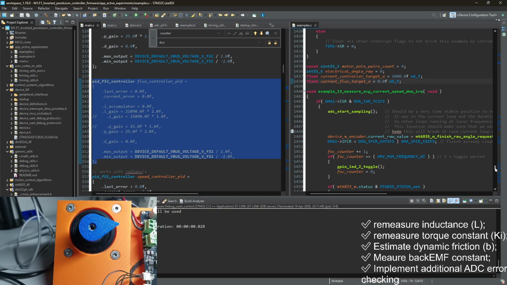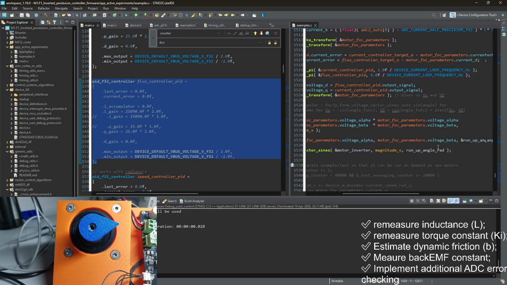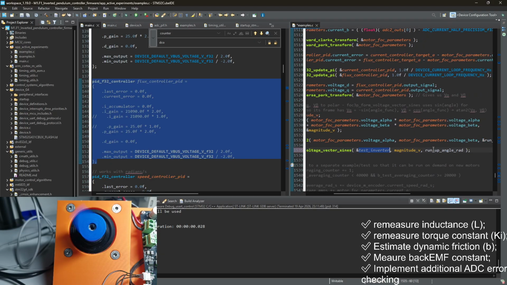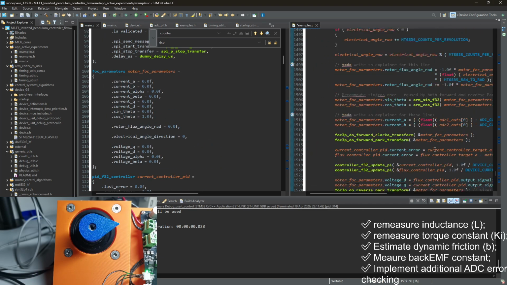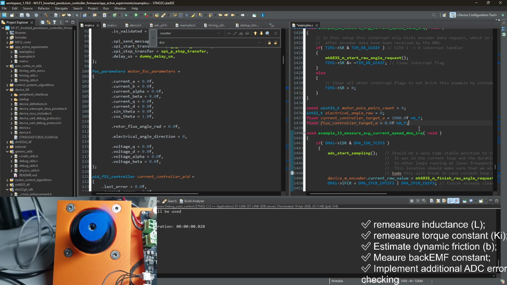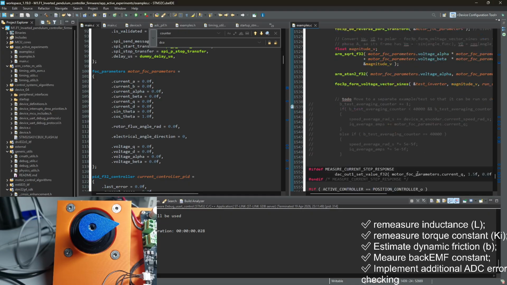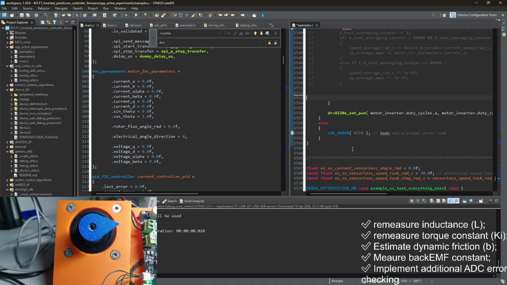Current flask target. No. Flux controller target. Flux, controller, target. Anything else? Test inverter. Okay. And run-up angle is what we need to add. Just a float variable. And it also needs to be renamed later, because what the hell is this? We don't measure anything.